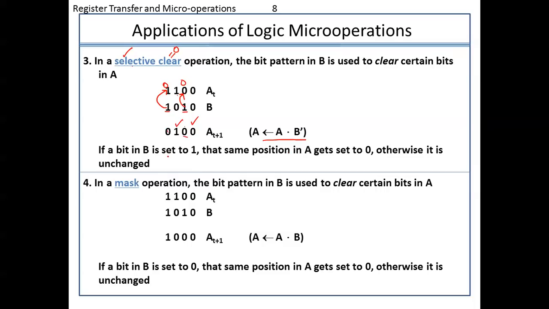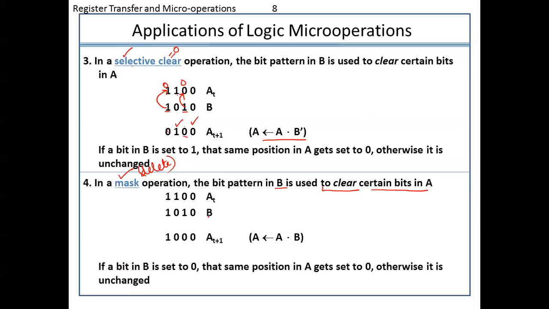Let's proceed ahead with the next example, which is the mask operation. It is also known as the delete operation in some cases. So, what is this mask all about? Mask will work in a similar way to selective clear, but there is a slight difference. The difference is that now the B bit pattern will be used to clear certain bits in register A.